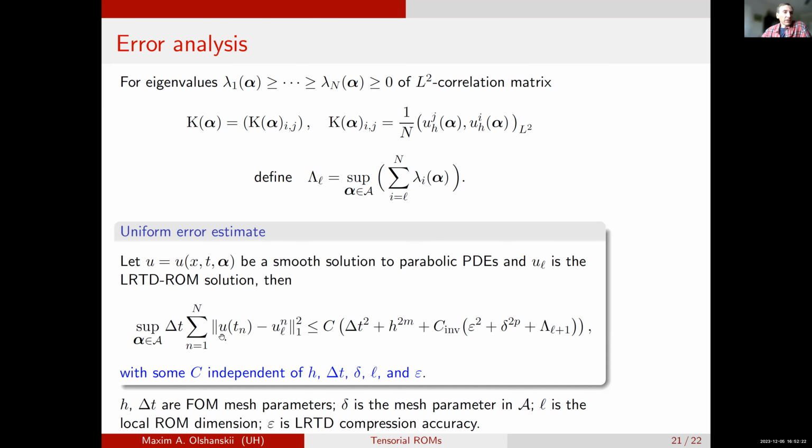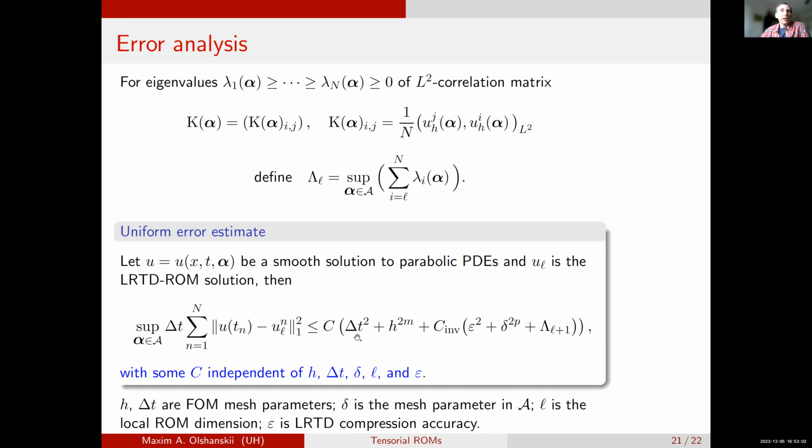So U is the state for parameter alpha. UNL is the tensor-ROM solution at time Tn. L is the reduced order space. So this is the part of the energy norm, and my estimate is universal with respect to parameters. So you see, I take the supremum over all parameters in the parameter domain, not in the sample, not training parameters, but all parameters in the parameter domain. And I have the estimate.